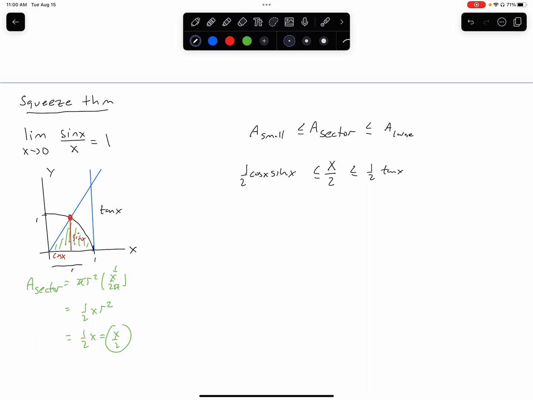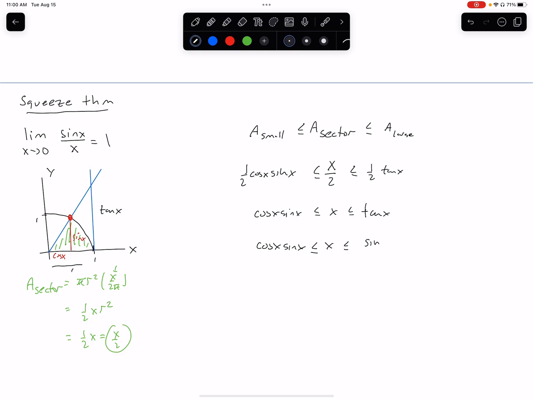So now I'm going to do a little bit of algebra. First thing I notice is that everything there is multipliable by 2. I'm just going to cancel out the 2. So I'm going to multiply through by 2. And I'm going to get cosine of x sine of x less than or equal to x, less than or equal to tangent of x. Rewriting tangent of x, I can go cosine of x sine of x less than or equal to x, less than or equal to... And what's tangent of x?